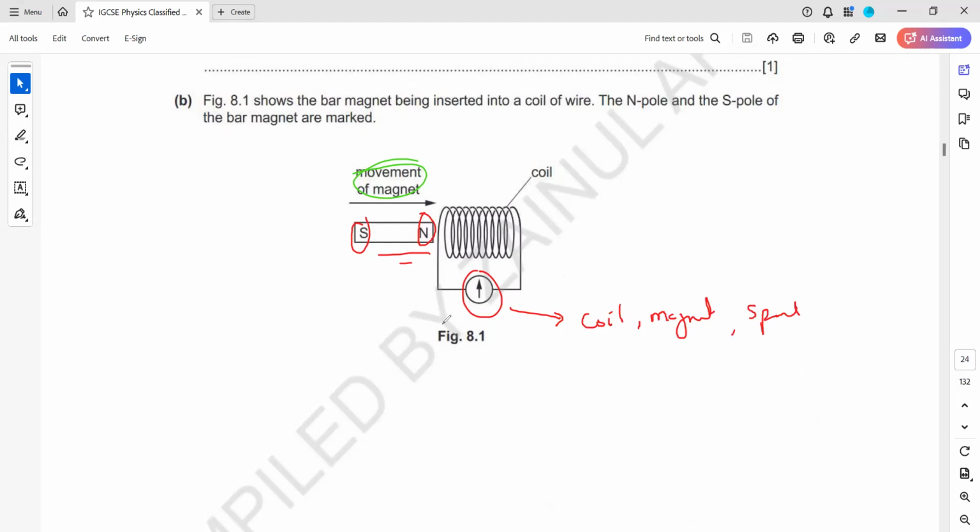But the direction of the deflection, which direction the needle will deflect, depends on two factors. It depends on which pole we are moving, and it also depends on which direction we are moving the magnet, meaning move towards or away.